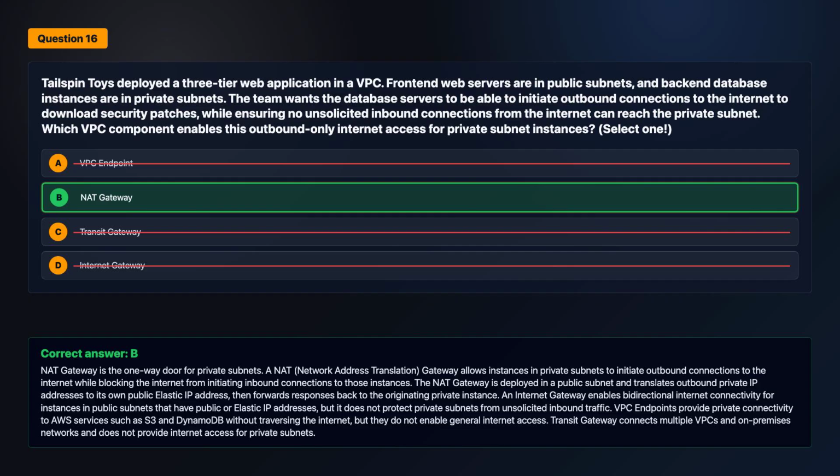An Internet gateway enables bidirectional Internet connectivity for instances in public subnets that have public or elastic IP addresses, but it does not protect private subnets from unsolicited inbound traffic. VPC endpoints provide private connectivity to AWS services such as S3 and DynamoDB without traversing the Internet, but they do not enable general Internet access. Transit Gateway connects multiple VPCs and on-premises networks and does not provide Internet access for private subnets.